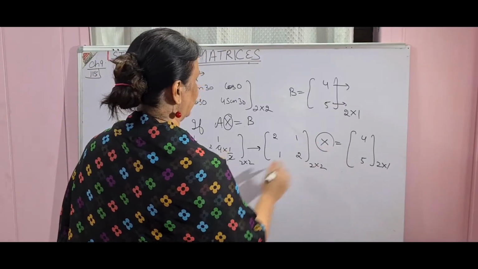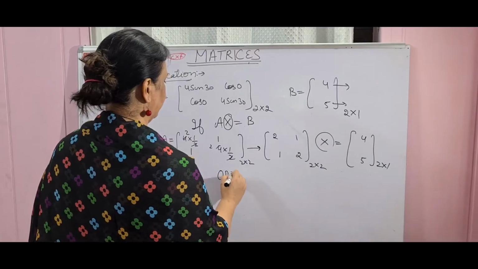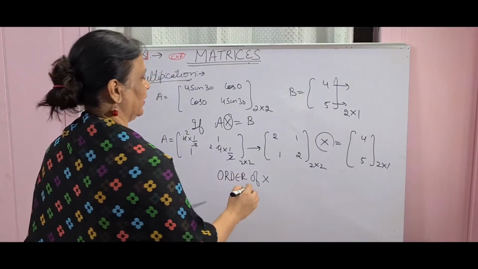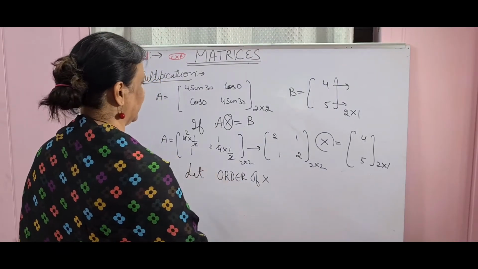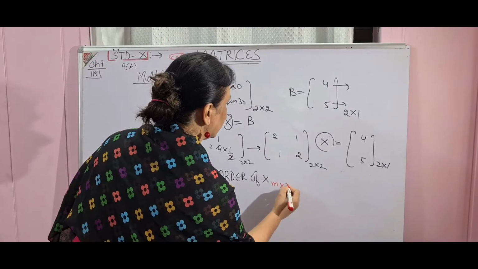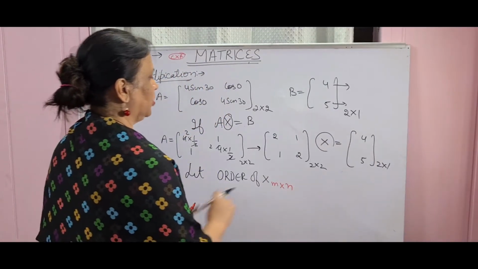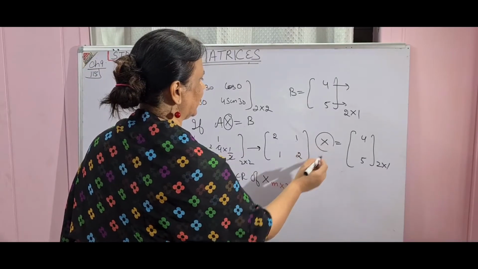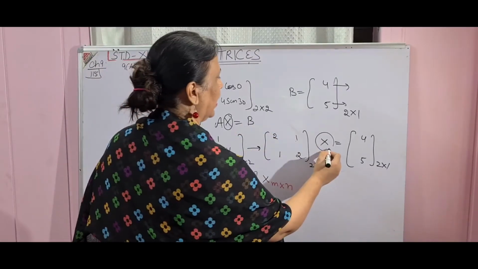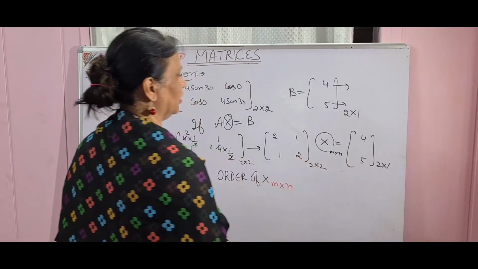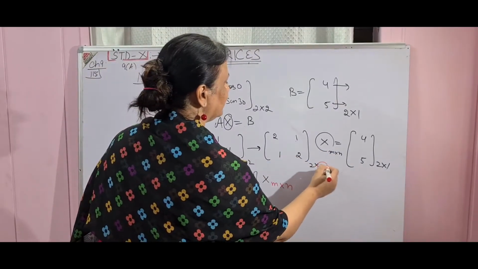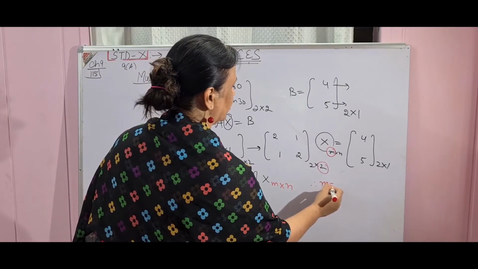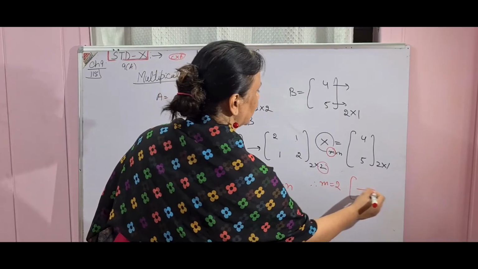I have to find X. So first of all, I'll find the order of X. What is the order of X? And each and every rule is to be written. So let the order of X be m cross n. How will I find it? See, because it is multiplication between the first and second matrix, you know the rule that columns of the first matrix should be equal to rows of the second matrix. Therefore, m is equal to 2. You will write the rule at the side.